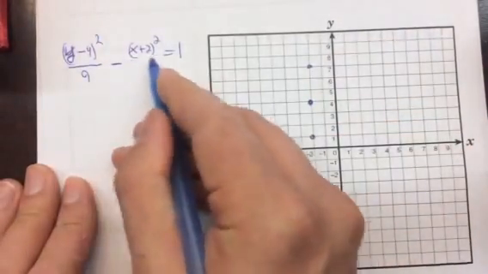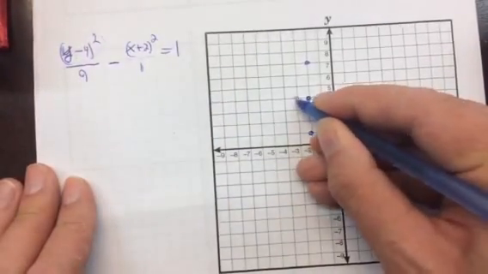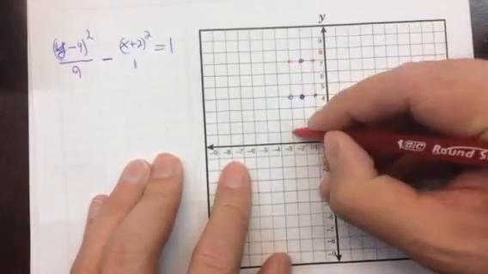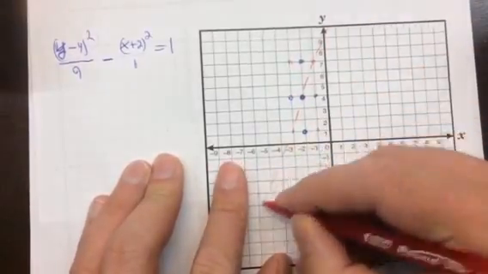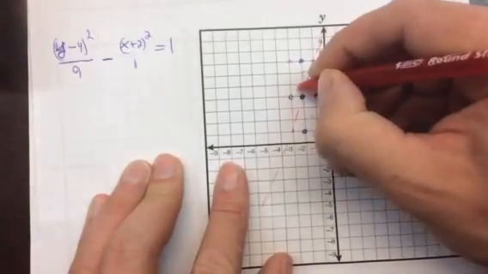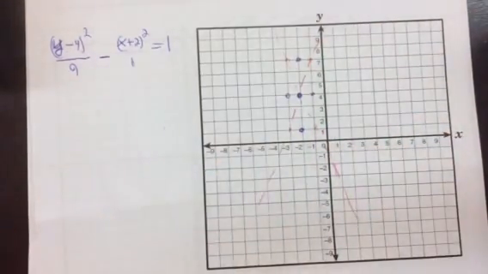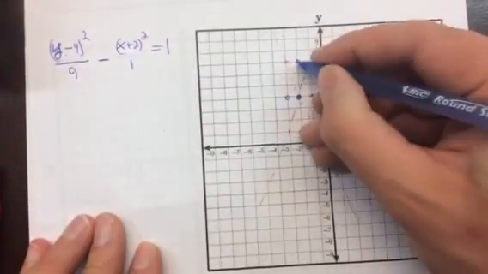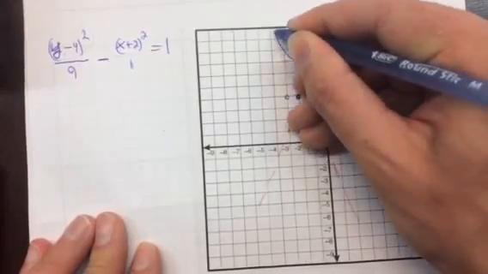The x radius, this is being divided by 1. It just wasn't written. So the x radius is 1. And this is where I'm going to form my x box. And again, because this is a vertical hyperbola, the vertices are here and here. Bam.